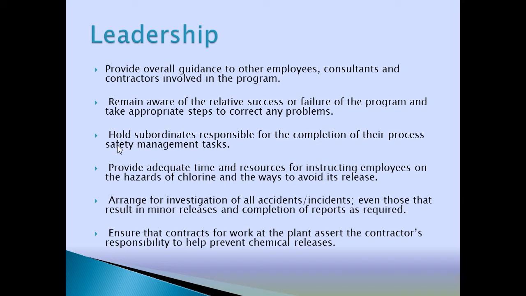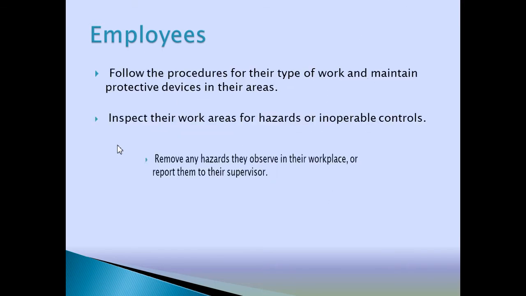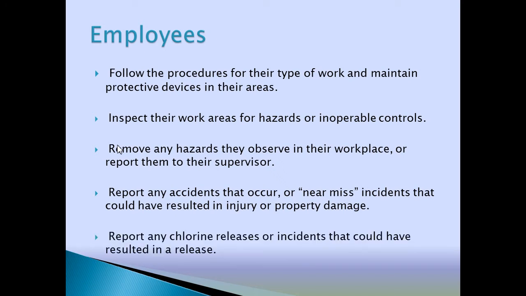Okay, the bottom slide is also important, where that bottom bullet says, ensure that the contracts for work at the plant assert the contractor's responsibility to help prevent chemical releases. So the contractors now also bear some responsibility in this plan if you have contractors on your facility. I am going to put all these up at the same time, so excuse my animation here, so you could see it and read it while I'm talking to you about it.